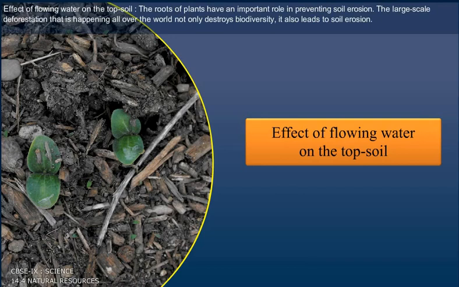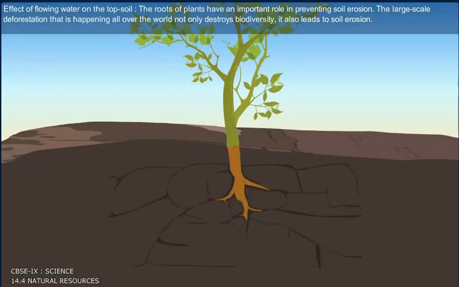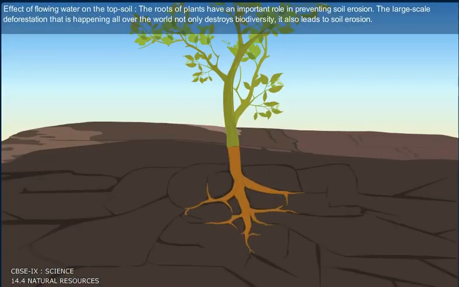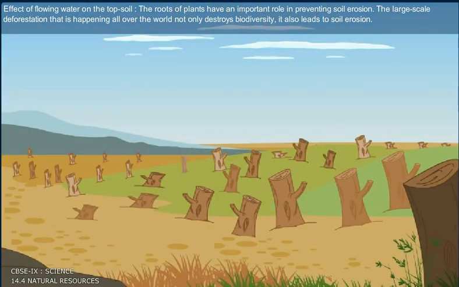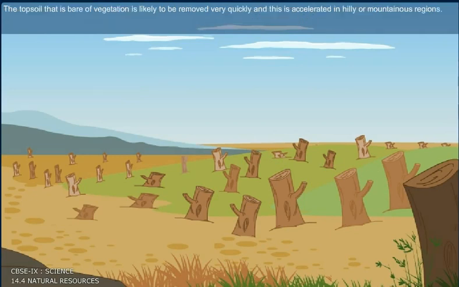Effect of flowing water on the topsoil. The roots of plants have an important role in preventing soil erosion. The large-scale deforestation that is happening all over the world not only destroys biodiversity, it also leads to soil erosion.